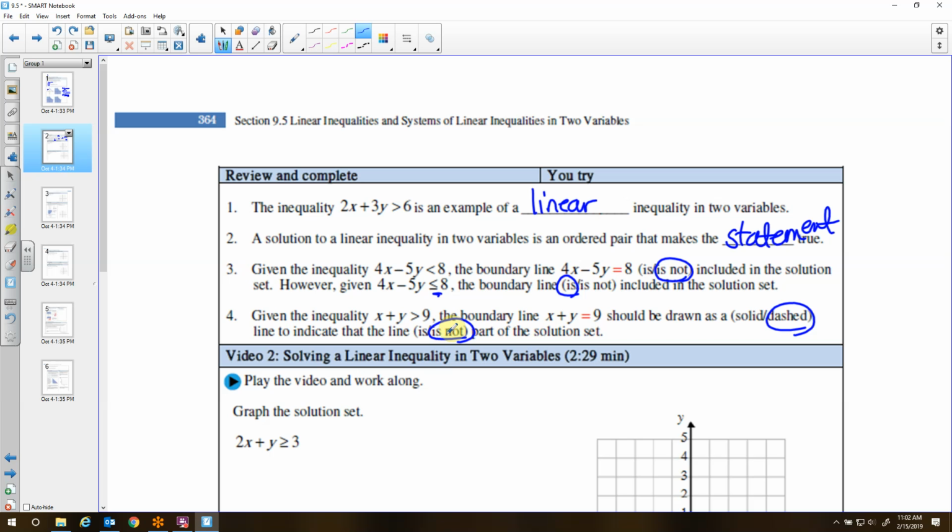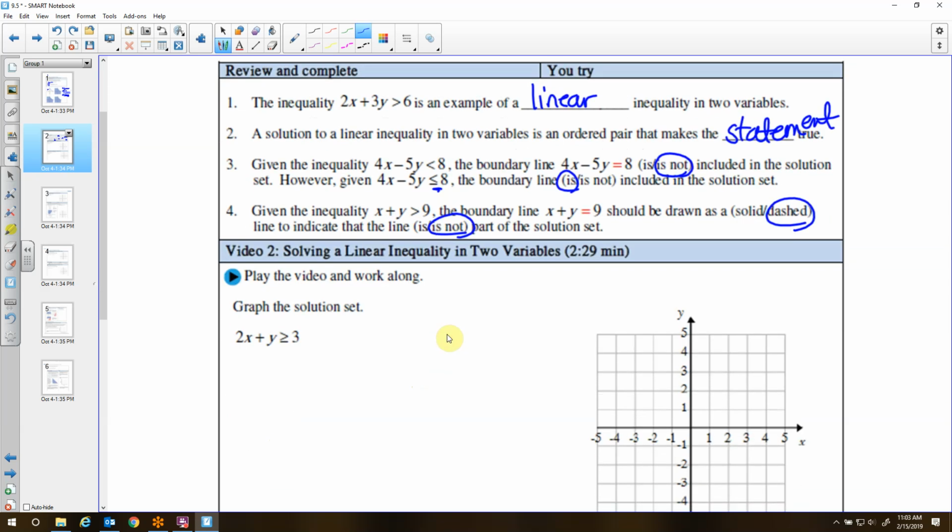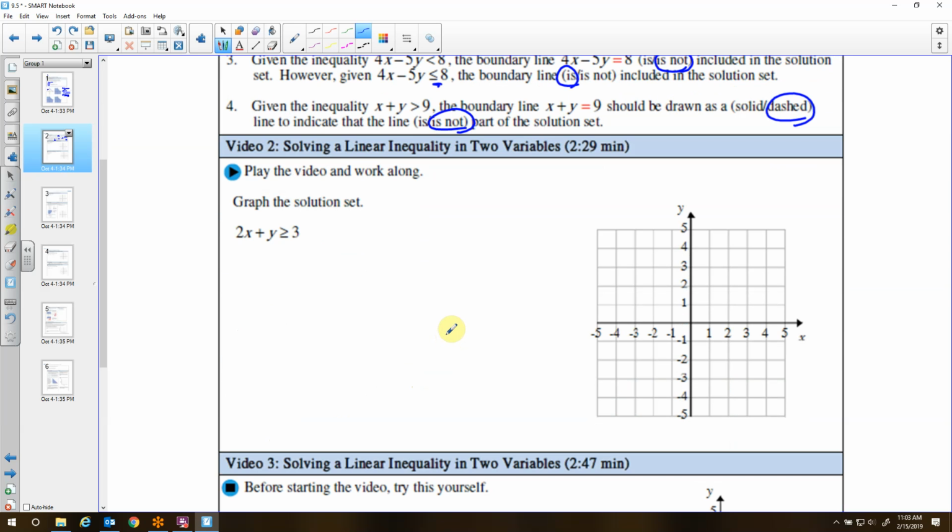They're just a boundary, because I need to do some shading. The area where you shade for these linear inequalities are the ordered pairs that make the statement true. That's why it's important to shade in the right spot. All right, so let's try one. The first step is to graph some points, to plot some points. I like to use slope and y-intercept. So I'm going to solve my equation for y, because that's just how I prefer to do it.